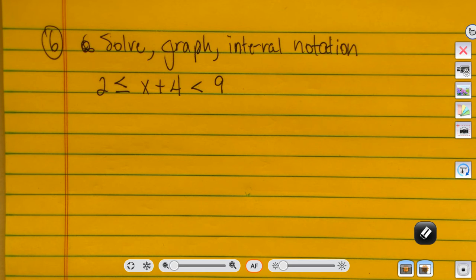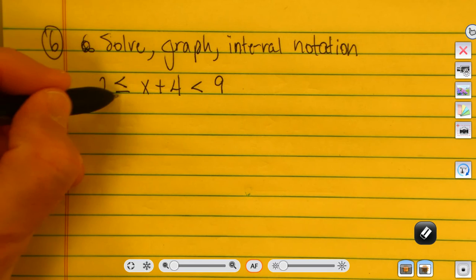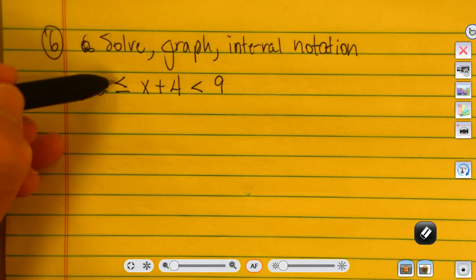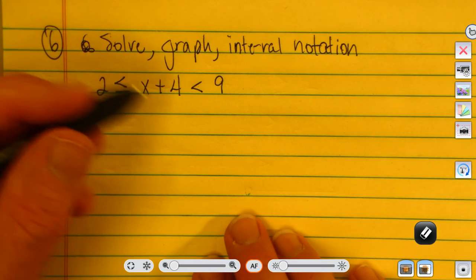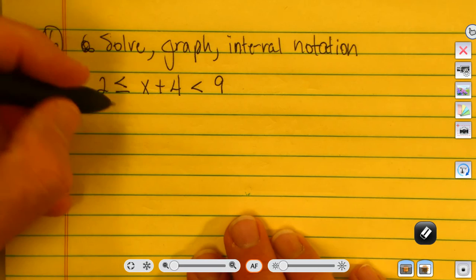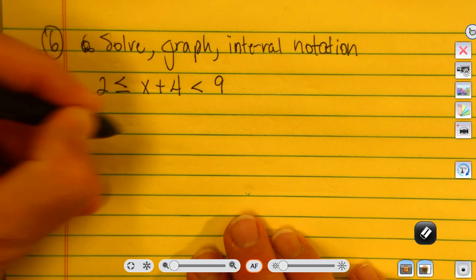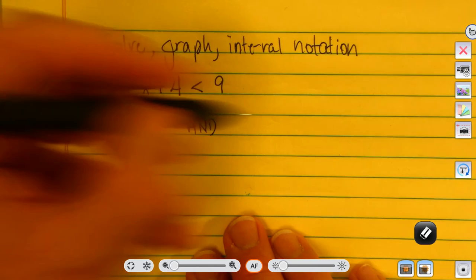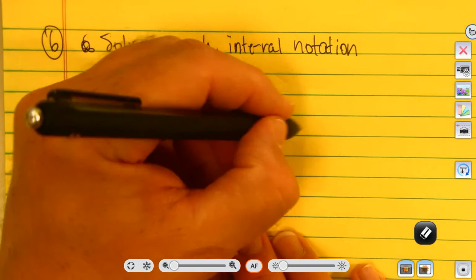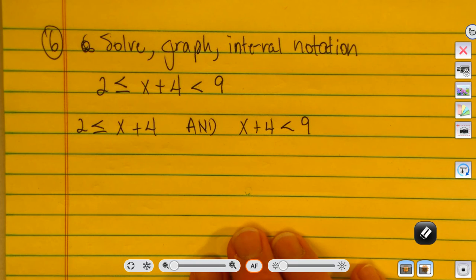So let's see how that's going to look, okay? Notice this less than or equal to or less than here. These are both less than signs, and that's typically the way we would write a compound inequality, especially one that is an and type inequality. I'm going to break it into 2 pieces. I'm going to say 2 is less than or equal to x plus 4, and x plus 4 is less than 9. Do you see what I did there? Just broke it into 2 halves.